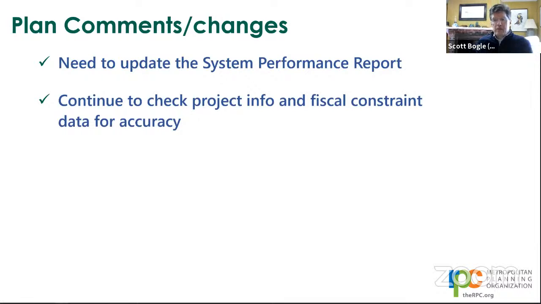A few remaining things. So the system performance report has been updated for the TIP. We need to expand that for the full time frame of the plan itself, and then continue to check the project info and fiscal constraint data for accuracy. And then the next.